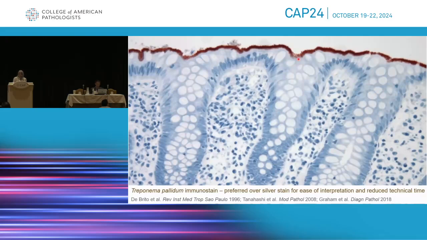This highlights a really nice Treponema pallidum stain, which highlights these organisms. The Treponema pallidum immunostain cross-reacts with the Brachyspira organisms, and this has been reported to be the preferred stain for its ease of interpretation, which is nicely seen in this image, and also reduced technical time. And so we often use this in our practice to highlight these more often than the silver stain, actually.